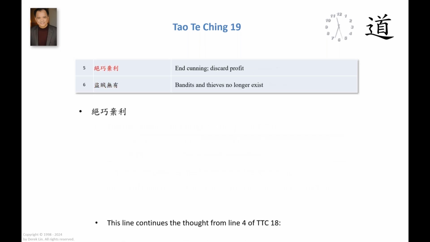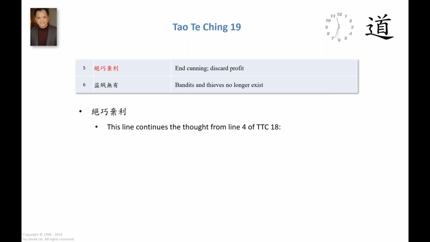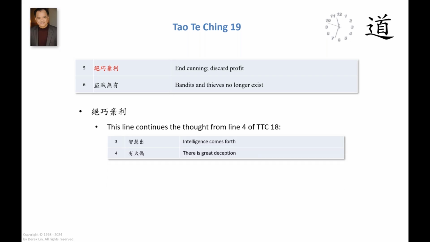So continuing this discussion, end cunning, discard profit, line 5. This is also a continuing line. Specifically, it continues the thought from line 4 of Tao Te Ching 18. And line 3 provides the context. Intelligence comes forth. Line 4, there is great deception, leading to this line from Laozi that we should end cunning, discard profit.